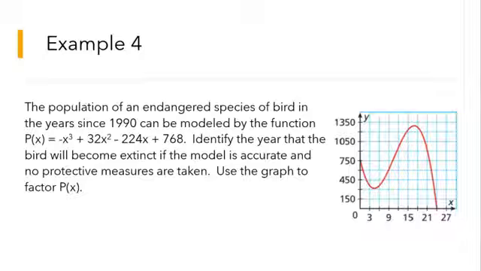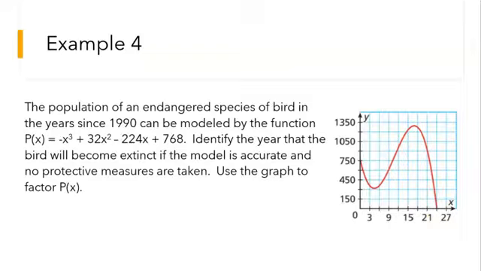So we're going to pretend that we're living way back in 1990. And we're going to take a look at this graph. The graph shows the population of the bird. Take a look at this red line. When the population is 0, that's when it becomes extinct. So population is 0 right here. So that's after 24 years.